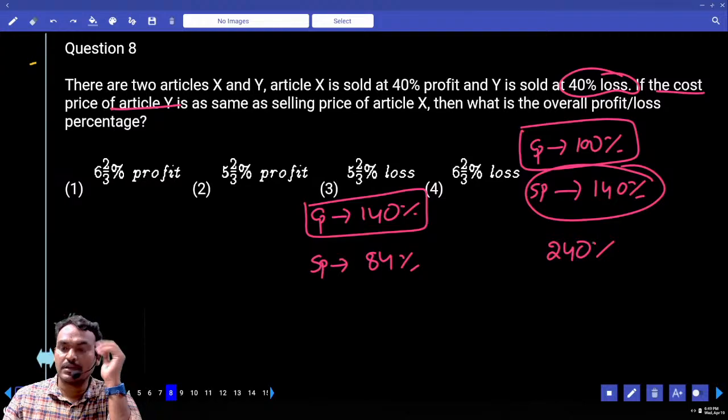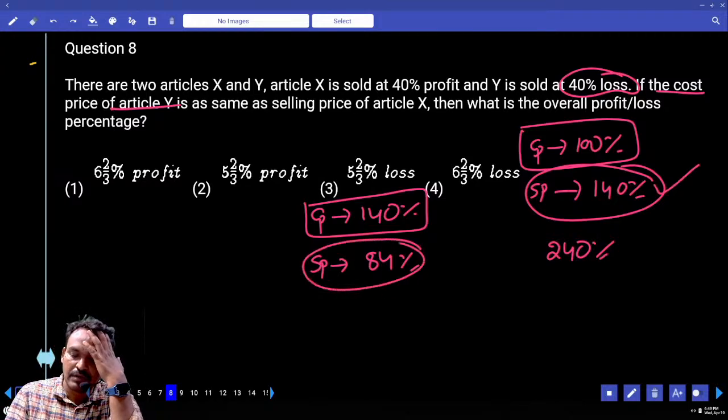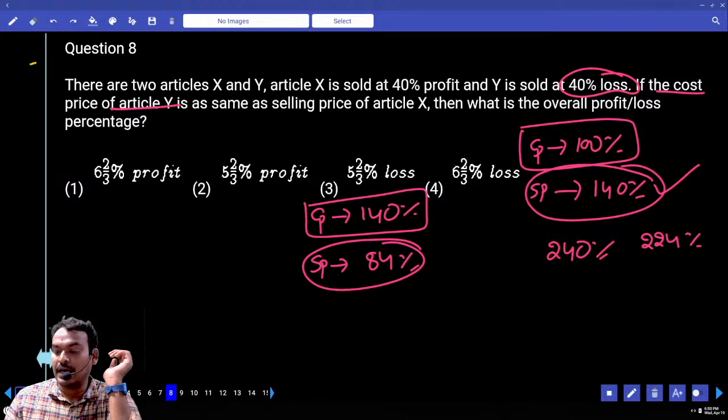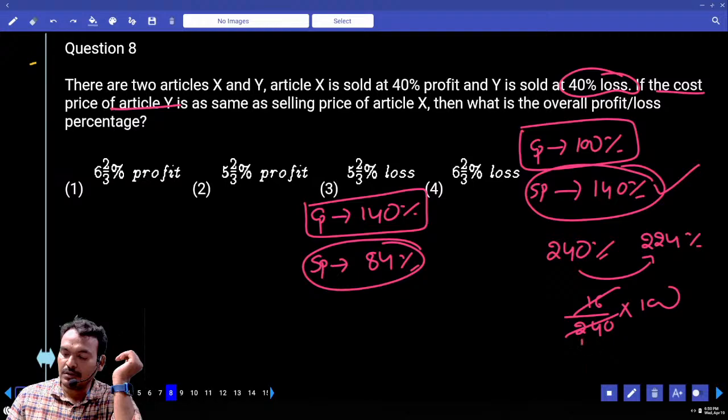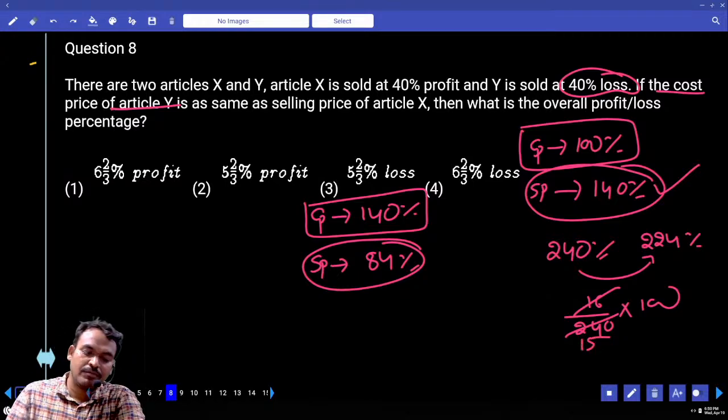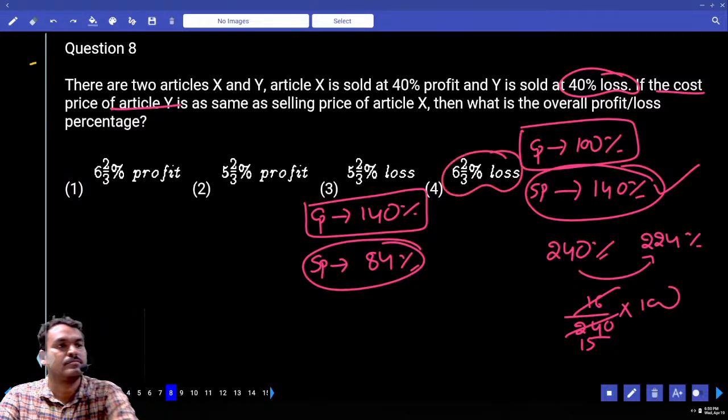Next, what is the selling price of the first one? 140. Selling price of the second one? 84. What is the total selling price? 224. Loss or gain? Loss. How much value? 16 upon 240 multiplied by 100. 16 how many times? 15 times. Or it is 1 by 15. 1 by 15 means 6 2 by 3% loss.